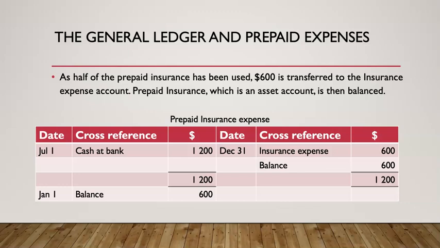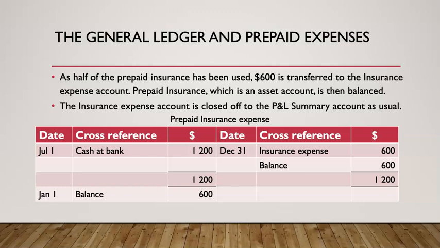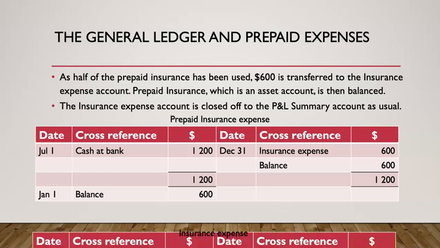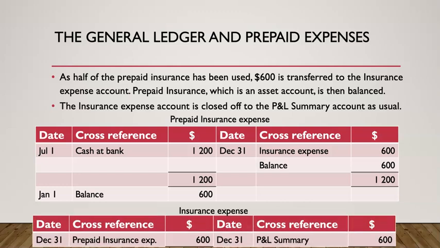We would then go through the process of balancing it, and we would see on January 1, we are reporting $600 as a balance of an asset. The insurance expense is closed off to P&L summary, as it should be because it's an expense account, and it will look like this. We've recorded $600 of expenses, and we've transferred that to P&L summary to determine profit.